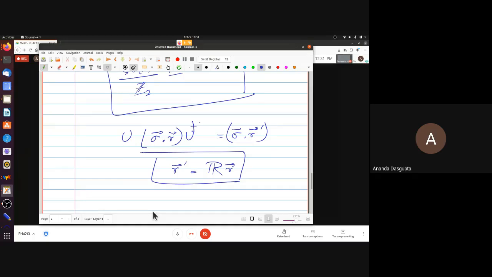That is onto takes a bit more work, not very much. But it's not one-to-one because it's easy to see that u and minus u both will give you the same result.